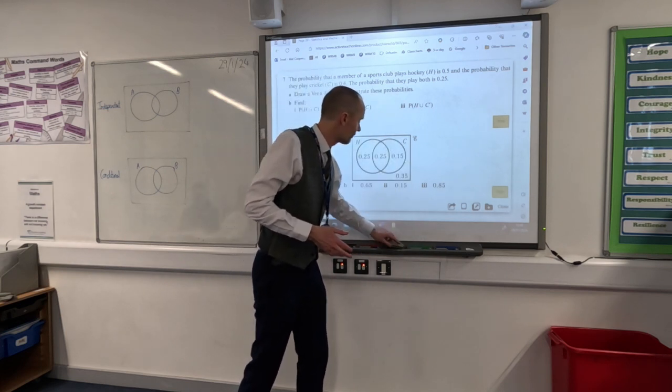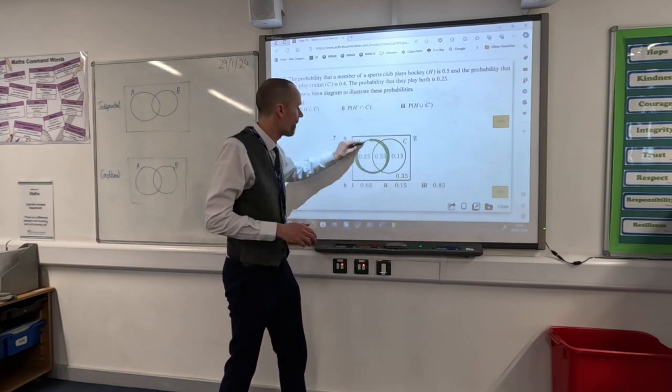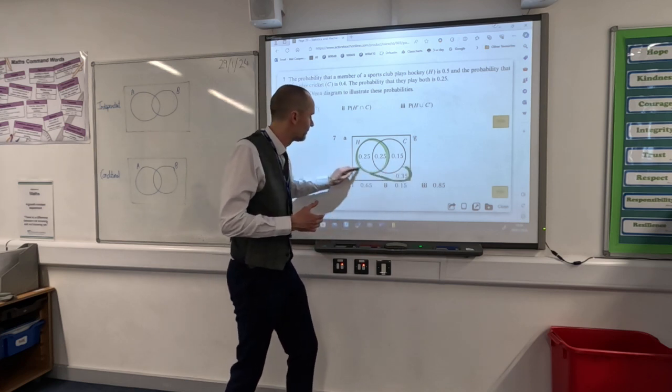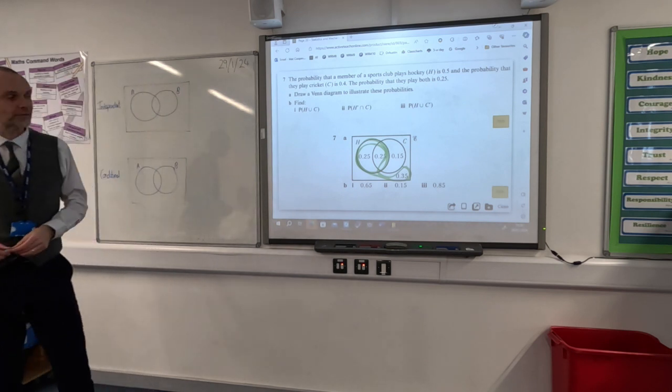And then H union not in C. So everything that's in H, so that's 0.5, and everything that's not in C, which is all of those. So those add up to 0.85.